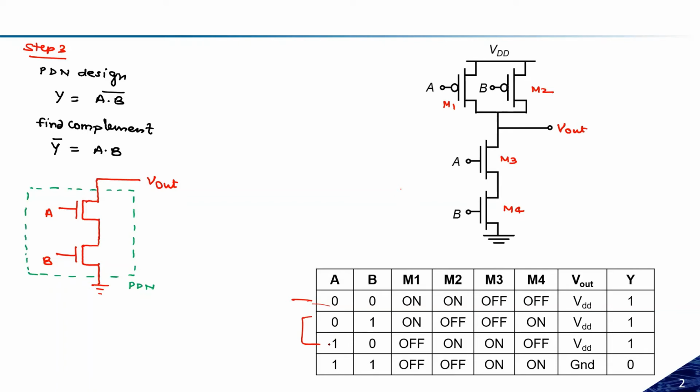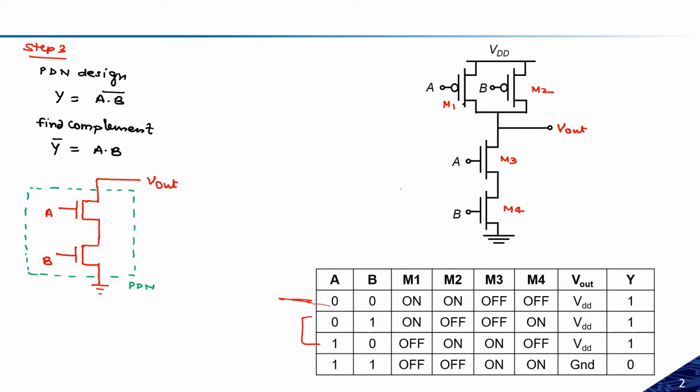Let me say it again. I will explain it in detail in the next slide, but quickly let me explain it here. If I'm considering 0-0, in that case both transistors M1 and M2 will be in on state. If the sizing of both transistors M1 and M2 is the same, the equivalent resistance will be half the resistance of one of the transistors.